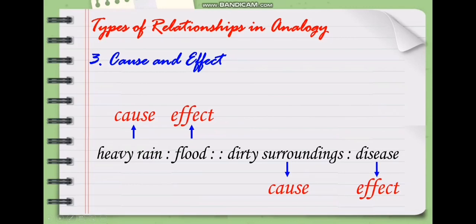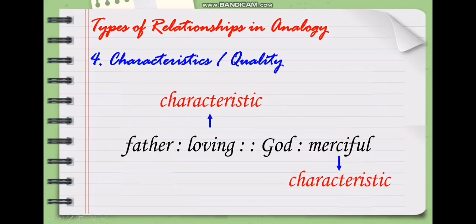And lastly, we have the characteristic or quality type of relationship of words in an analogy. Like in father is to loving, as God is to merciful. We can describe father as a loving father and God as a merciful God, meaning loving is a good characteristic of a father and merciful is a good characteristic of our God.